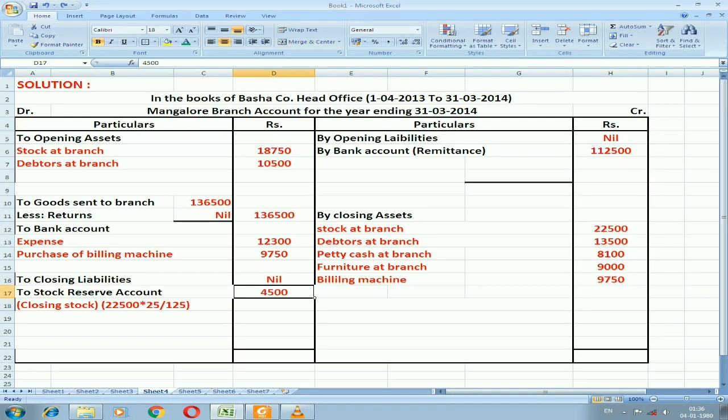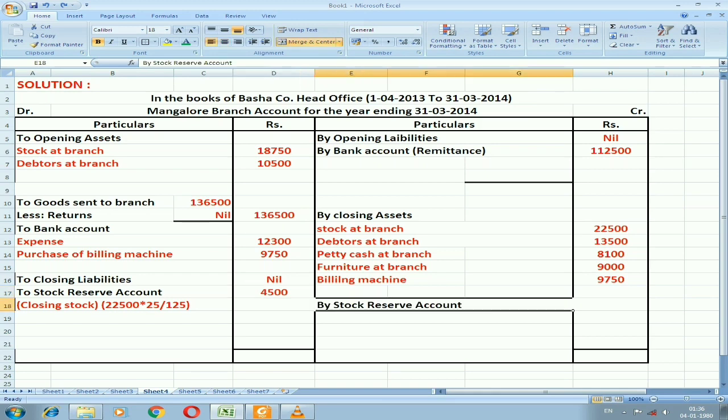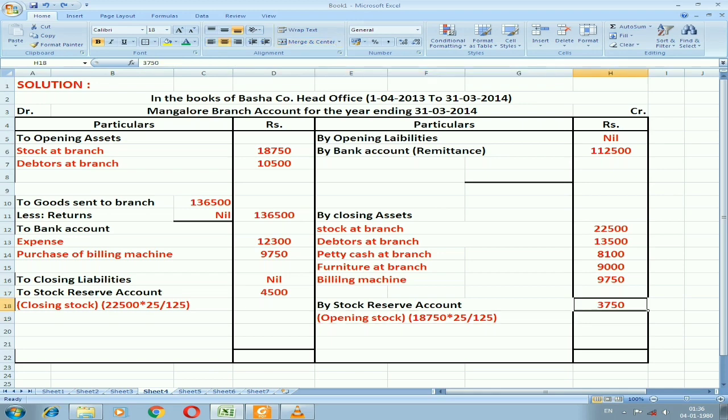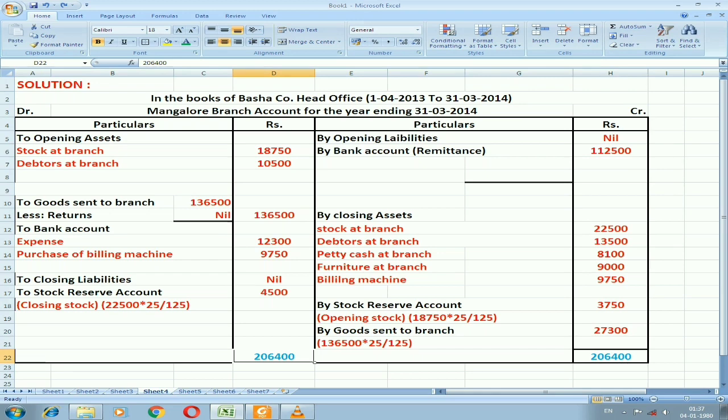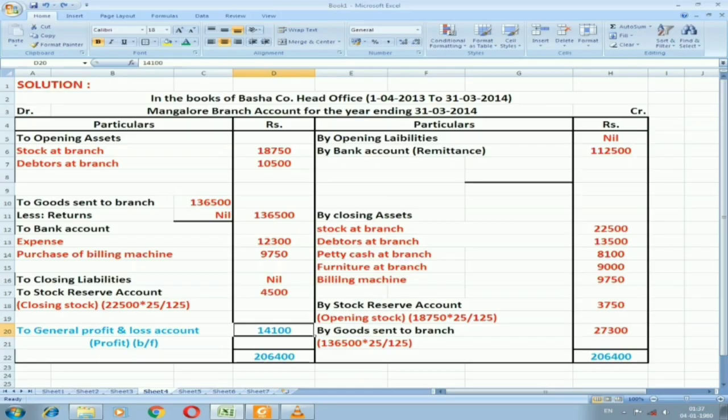On the debit side you need to take it on closing stock. You will get an amount of 4,500. On the credit side you need to take it on opening stock. You will get an amount of rupees 3,750. And then you need to calculate that on goods sent to branch also, which is the amount of 1,36,500. We will get an amount of rupees 27,300. The total on the credit side is 2,06,400, the same total on the debit side. I will get a profit balance of rupees 14,100. I hope you guys have understood these two illustrations.